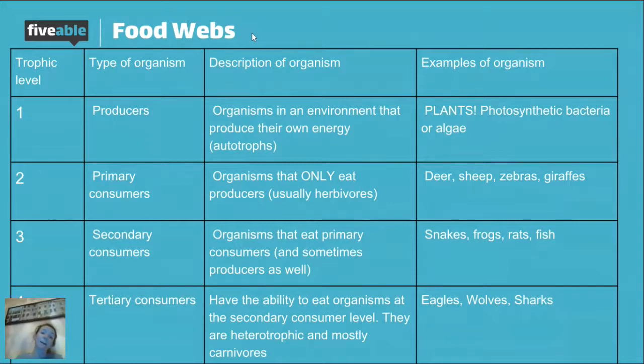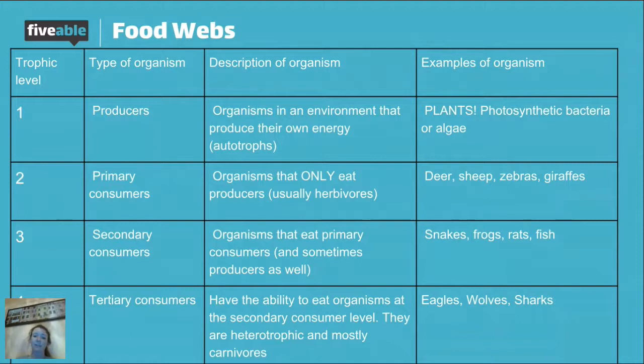Okay, so then we have our primary consumers. Primary consumers, again, they only eat producers. They're usually herbivores, deer, sheep, zebras, giraffes, those are all good examples of primary consumers. Secondary consumers then eat primary consumers, and sometimes also producers. Snakes, frogs, rats, fish can all be secondary consumers, but it really depends on the food web that you're looking at, because a snake could also potentially be a tertiary consumer depending on what type of mouse or rodent it's eating. It really just depends. So secondary consumers are kind of in-betweens, and that can vary depending on the environment.